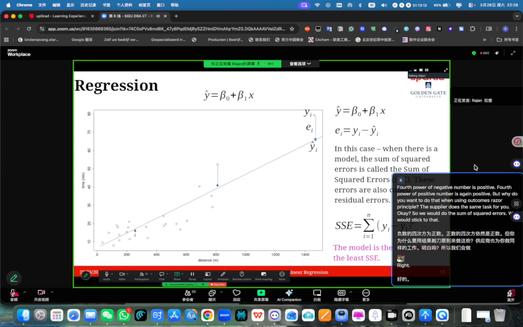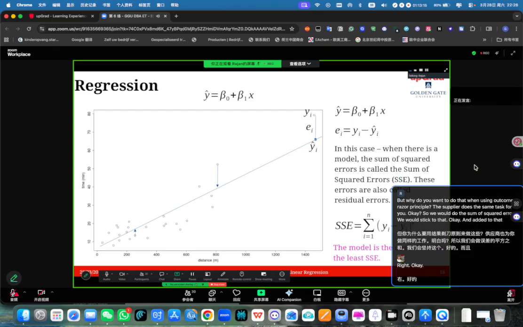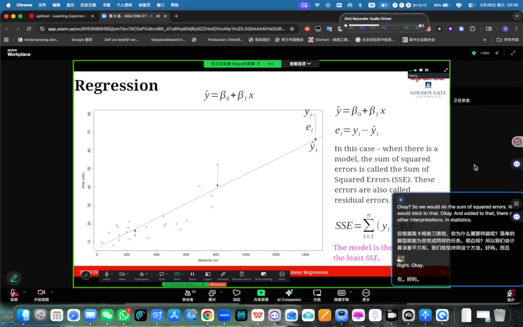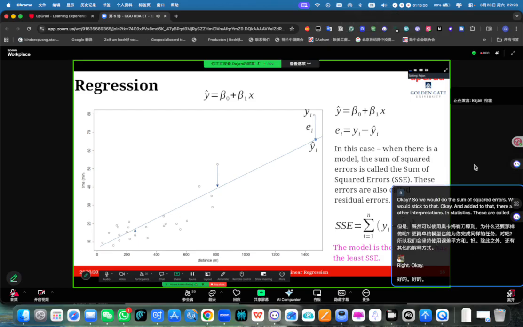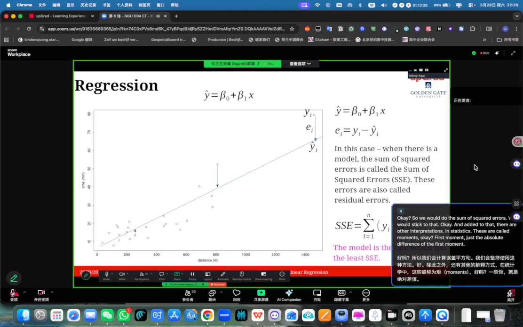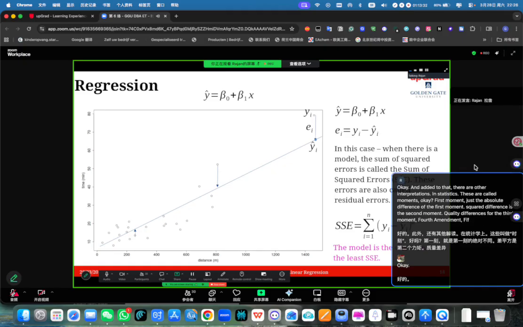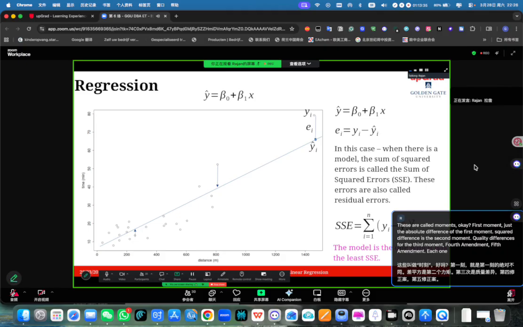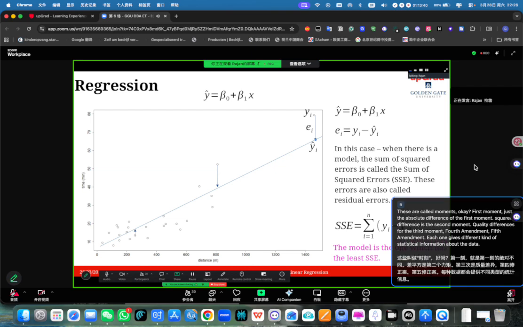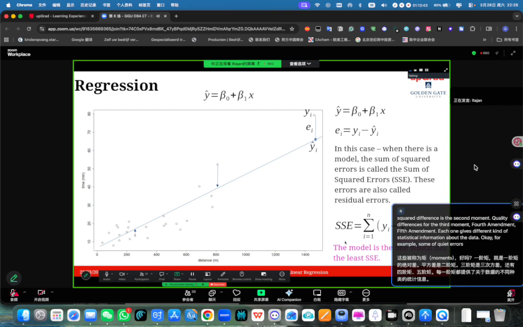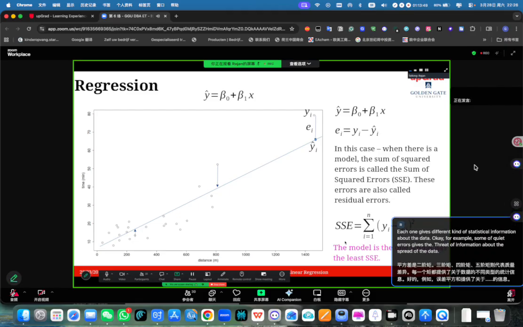Added to that, there are other interpretations. In statistics, these are called moments. Just the absolute difference is the first moment. Squared difference is the second moment. Cubed difference is the third moment, then fourth moment, fifth moment. Each one gives a different kind of statistical information about the data. For example, sum of squared errors gives information about the spread of the data. Then cube gives you information about something called the skewness of the data.